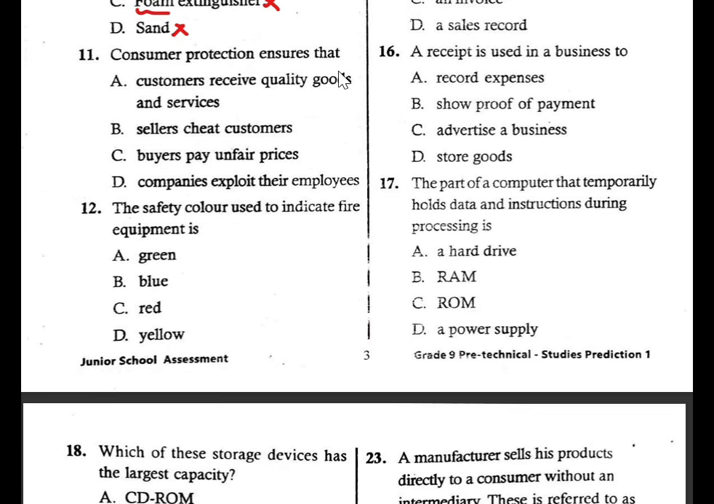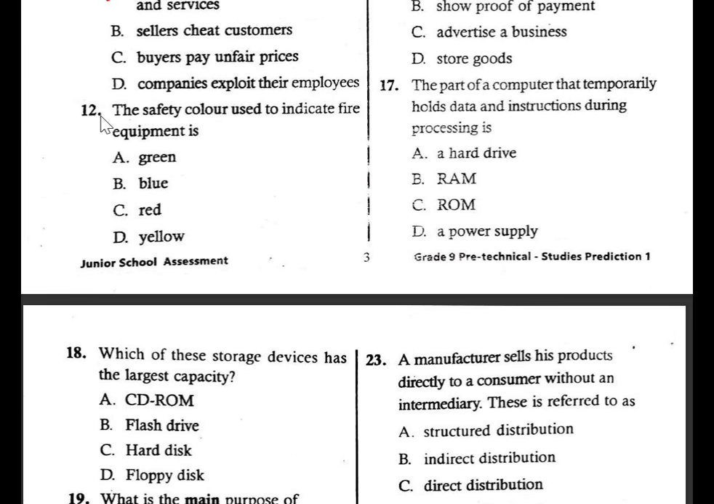Consumer protection ensures that, in grade 8, A, customers receive quality goods and services. B, sellers cheat customers. C, buyers pay unfair prices. D, companies exploit their employees. So you know that consumer protection protects the consumer against harmful products and some we call them harmful behavior from the sellers. And therefore, the function is to ensure that customers receive quality goods and services. Question 11, the answer is A.